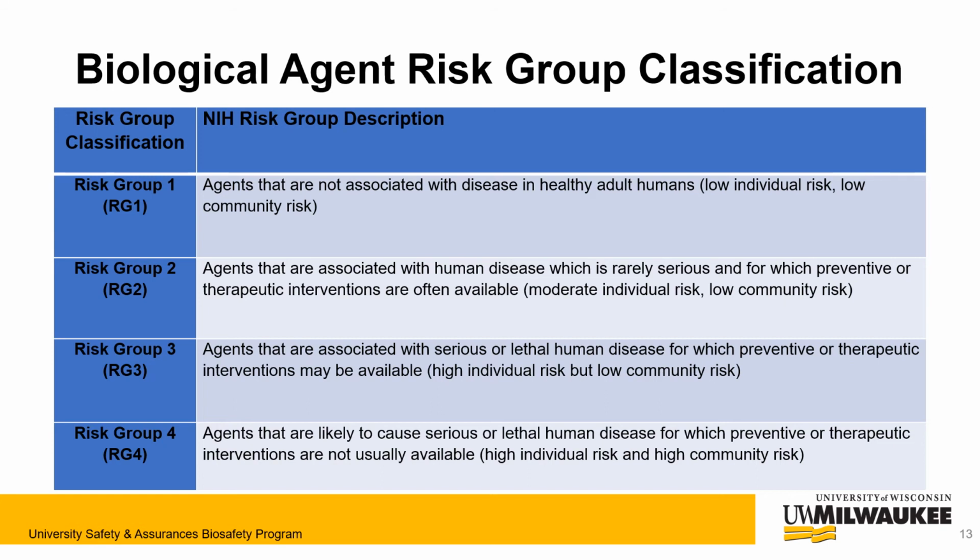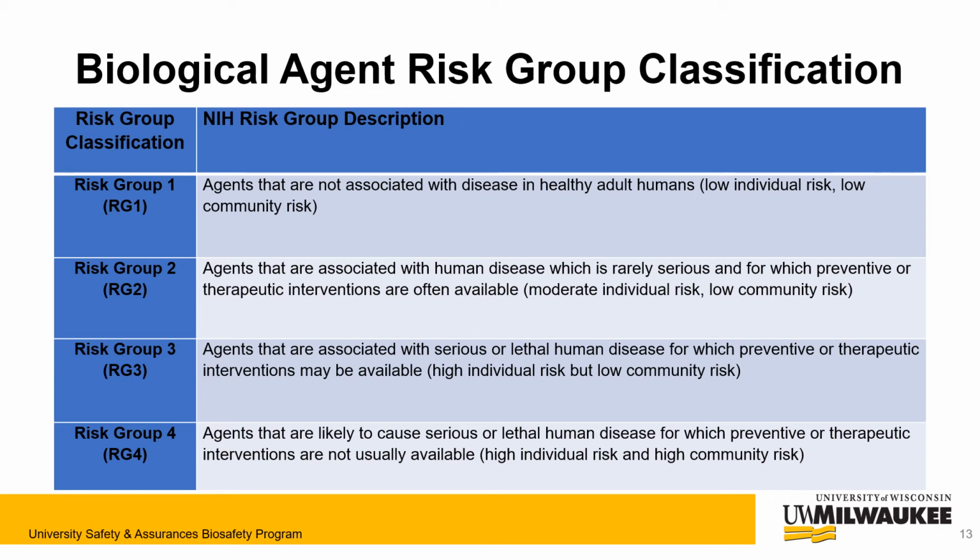Risk group 1 agents typically are not associated with disease in humans. Some examples may include Staphylococcus epidermidis and K12 strains of Escherichia coli. They have a low individual risk and a low risk to the community.